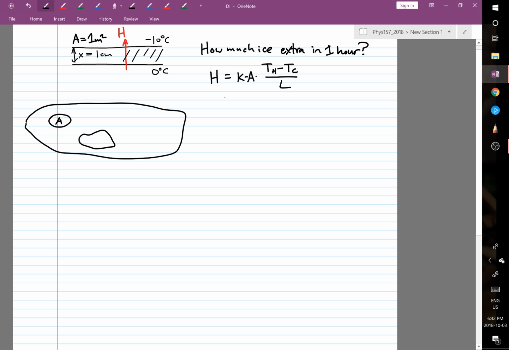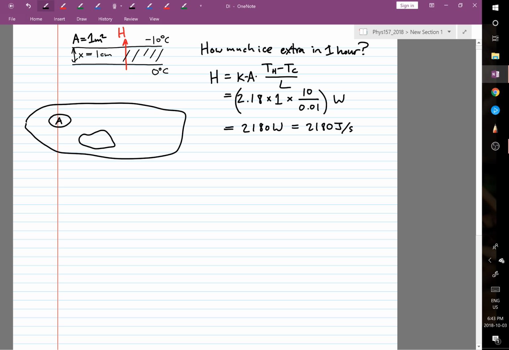We're given in this question that K is 2.18 in SI units, and A I'm taking to be equal to 1. The temperature difference is 10 Kelvin or 10 degrees Celsius, and the length I'm going to put into meters so that I'm working in SI units, and that will give me a heat current in watts. If I work that out, I get 2180 watts, or 2180 joules per second.